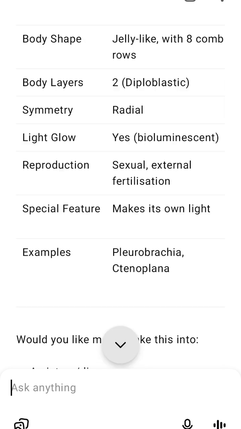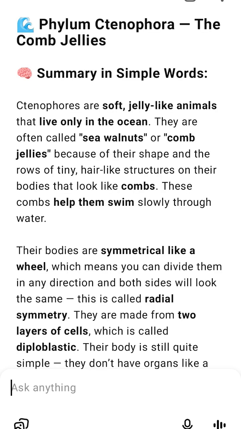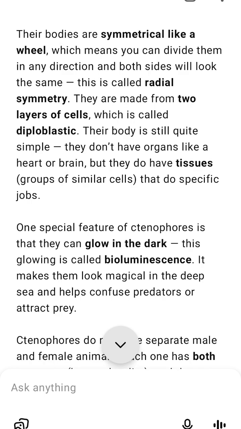Hermaphrodites, both sex organs in one body. Internal fertilization. Indirect development, many larval stages. Some can regenerate body parts like planaria. Examples: Taenia, tapeworm, Fasciola, liver fluke. Quick comparison: Ctenophora and Platyhelminthes.